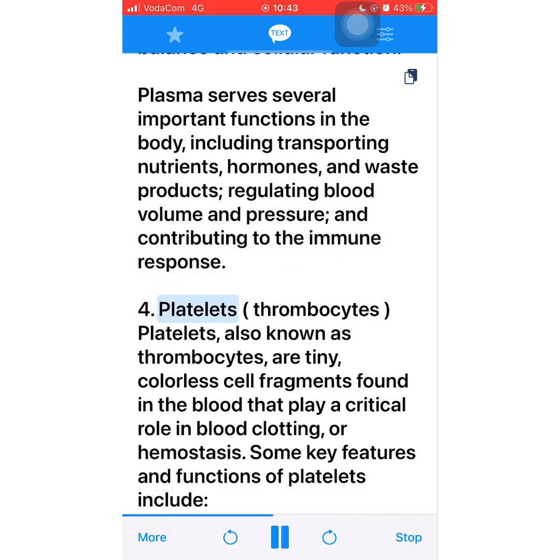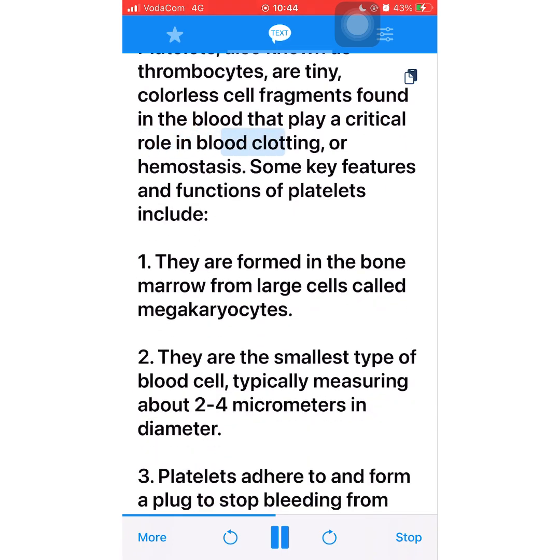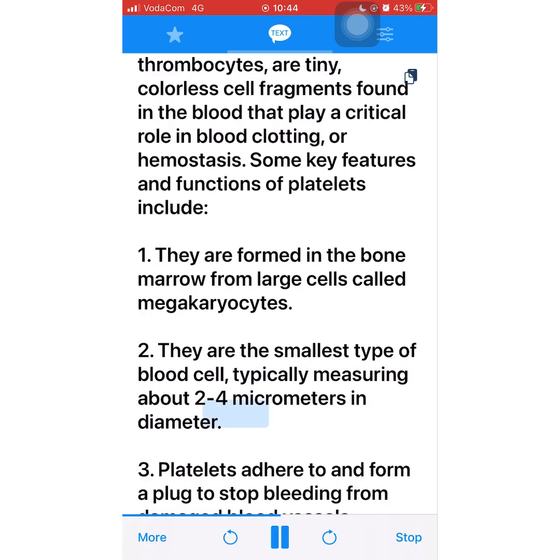4. Platelets, thrombocytes. Platelets, also known as thrombocytes, are tiny, colorless cell fragments found in the blood that play a critical role in blood clotting, or hemostasis. Some key features and functions of platelets include 1. They are formed in the bone marrow from large cells called megakaryocytes. 2. They are the smallest type of blood cell, typically measuring about 2-4 micrometers in diameter.